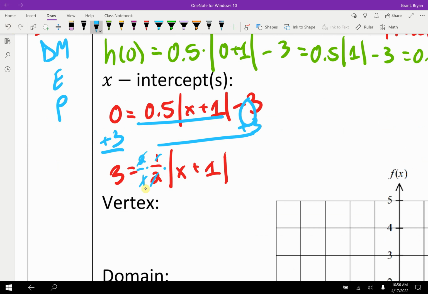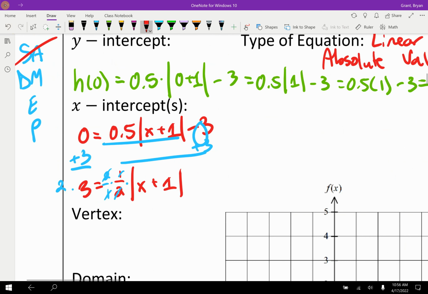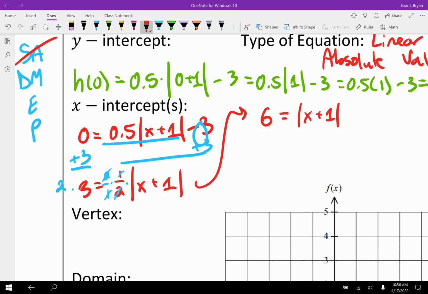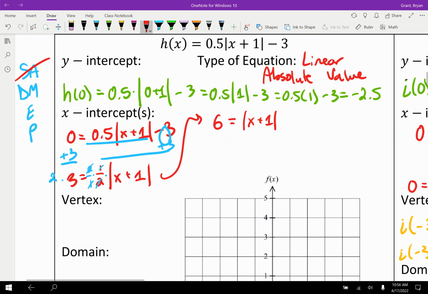And so if I multiply one side by 2 over 1, I need to multiply the other side by 2 over 1. But 2 over 1 is just the same thing as 2, so let's just keep it there and see what we get. 2 times 3 gets us 6, equals the absolute value of x plus 1. All right, we have successfully gone through and isolated the absolute value. Now, why was that useful for us?